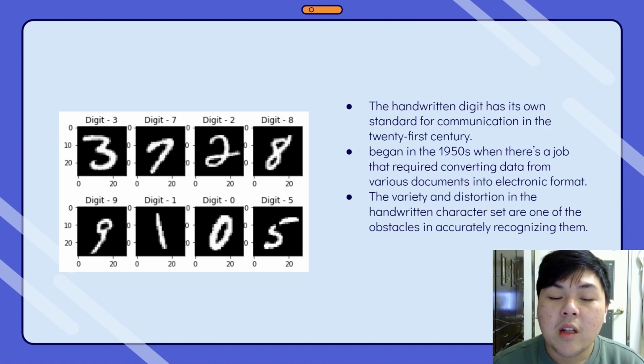Handwritten digits have their own standard for communication in the 21st century, and the majority of the time in daily life this communication is used in conversation and in recording information to be shared with people. The variety of distortion in handwritten character sets is one of the obstacles in accurately recognizing them. This is because different communities may use various handwriting and drawing techniques to create characters that follow a recognizable pattern.